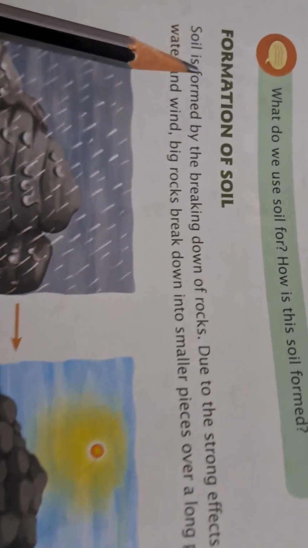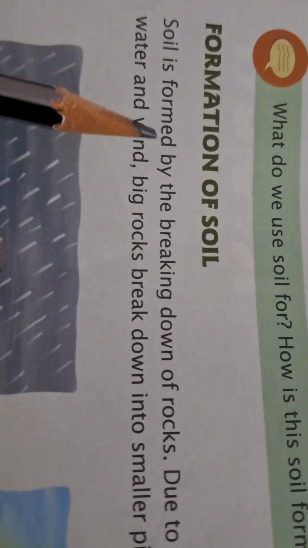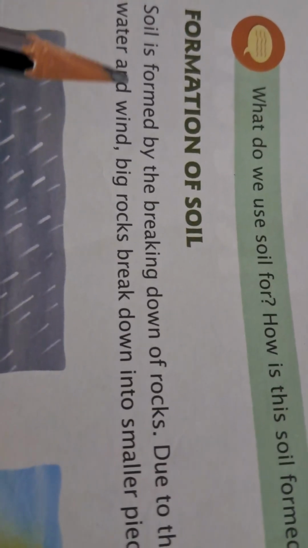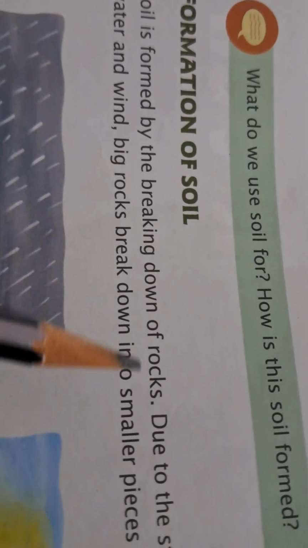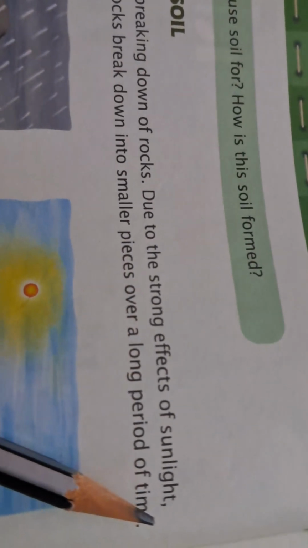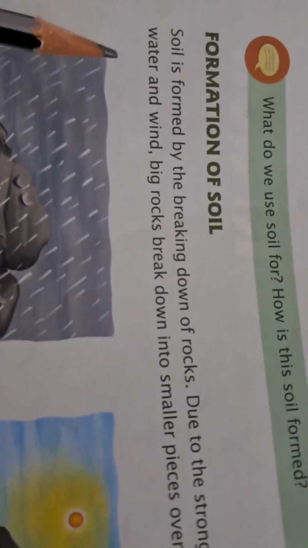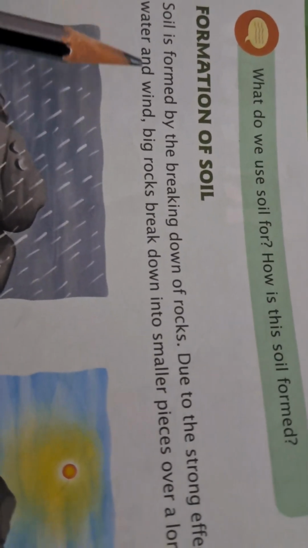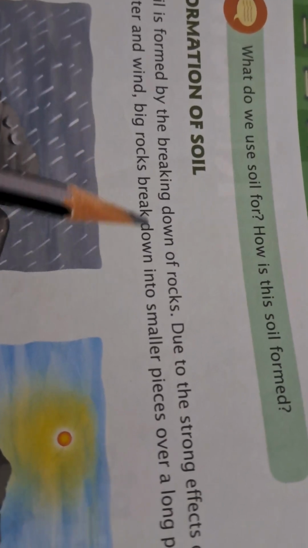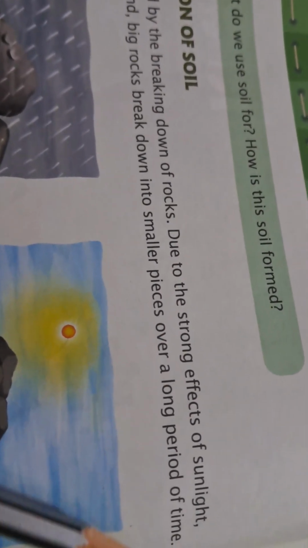Here comes the formation of soil. Soil is formed by the breaking down of rocks due to the strong effects of sunlight. Not only the sunlight, it may be from the water and also from the wind. Big rocks break down into smaller pieces over a long period of time.